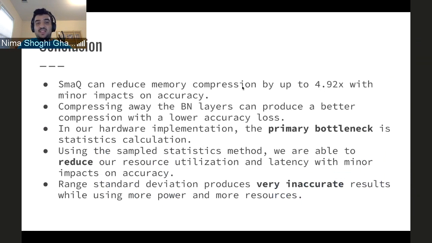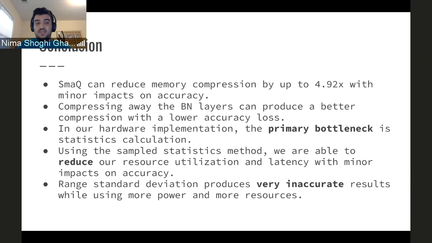The conclusion really is this method can reduce the memory by up to 4.92 times with minor impacts on accuracy. We also learned that if we compress away the batch normalization layers, we actually are able to do better.